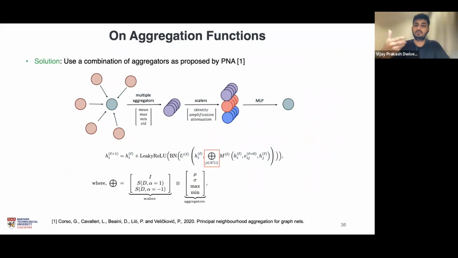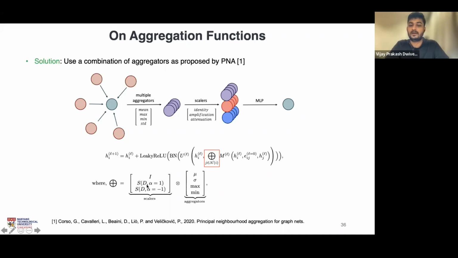The solution would be to use a combination of aggregators. And this was proposed in a model called principal neighborhood aggregation. So in this case, this is the main equation. It's the same form of the message passing GNN that we saw with GCN, with GIN, graph isomorphism networks, and so on. But the only change is that this aggregation is no longer just the sum or any other single aggregator. Now it's a combination of 4 different aggregators: the mean, the standard deviation, the maximum, and the minimum.